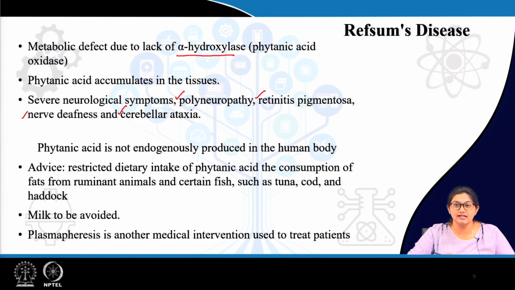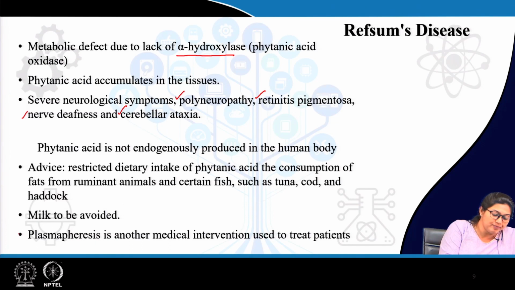So, as a therapeutic regimen, what should be done is to restrict phytanic acid containing food, and phytanic acid is mostly present in the fish, milk, fats from ruminant animals, tuna, cods, these types of fish, they contain phytanic acid. So, these diets should be avoided. Along with that, accumulated phytanic acid can be cleared from circulation via plasmapheresis.